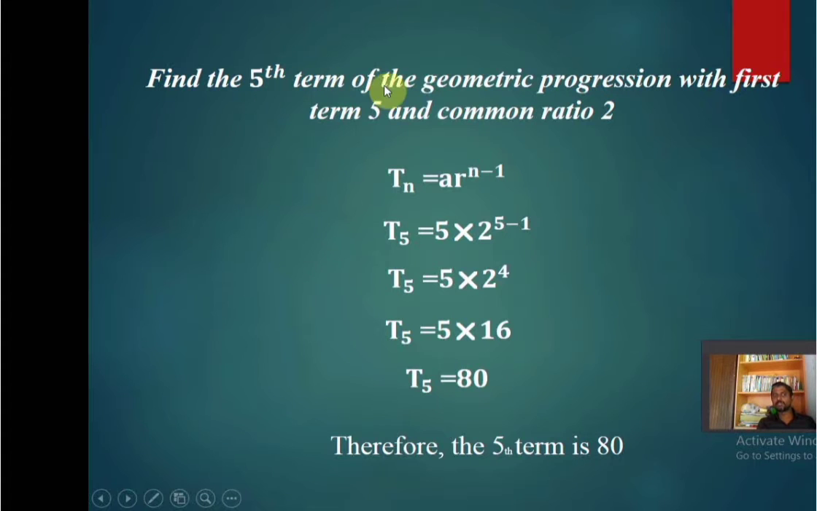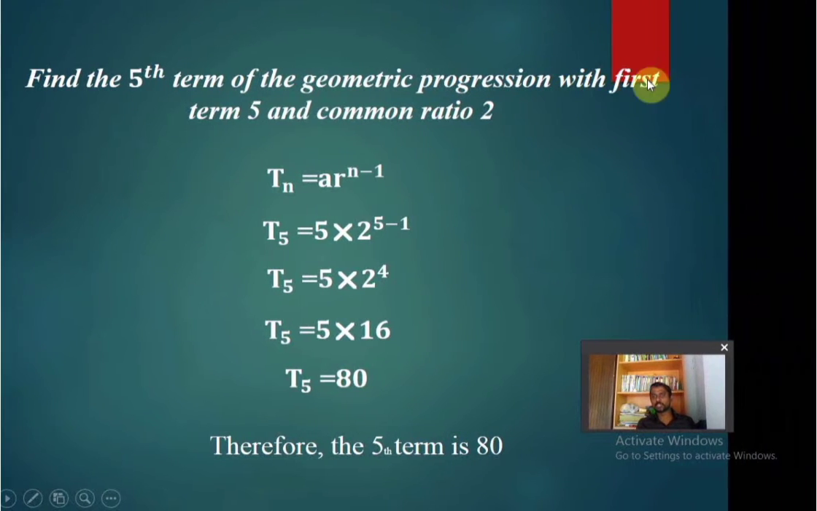Find the fifth term of the geometric progression with first term 5 and common ratio 2. So a equal to 5, r equal to 2, n equal to 5. So T5 equal to 5 into 2 to the power 4, then 5 into 16, T5 equal to 80. So therefore the fifth term is equal to 80.